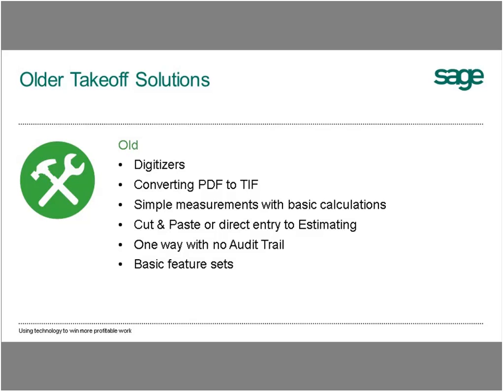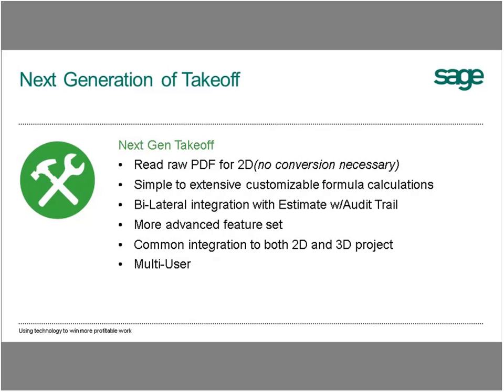When we get into what we call our next generation of Takeoff, some of the things that are different is you read a raw PDF file. You don't have to convert it, which takes a lot of time, and that's for 2D purposes. So most of your drawings that are in PDF are 2D. You also can have simple or extensive customized formula capabilities. So other than just doing areas and volumes, you can go way beyond that, and we'll talk a little bit about that as we get into the presentation.